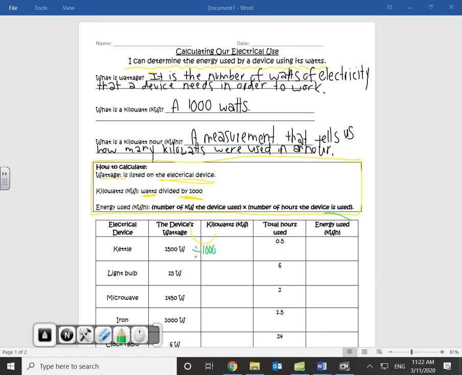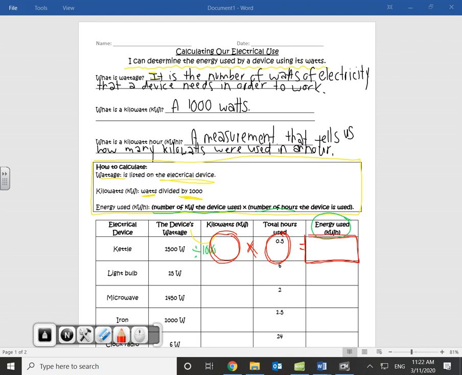Okay, to get the energy used column, all we have to do is number of kilowatts times the number of hours. So basically, to get this column, all we have to do is multiply this number by this number, which will equal this. Okay, does that kind of make sense? This column times this column equals the amount of energy we used.